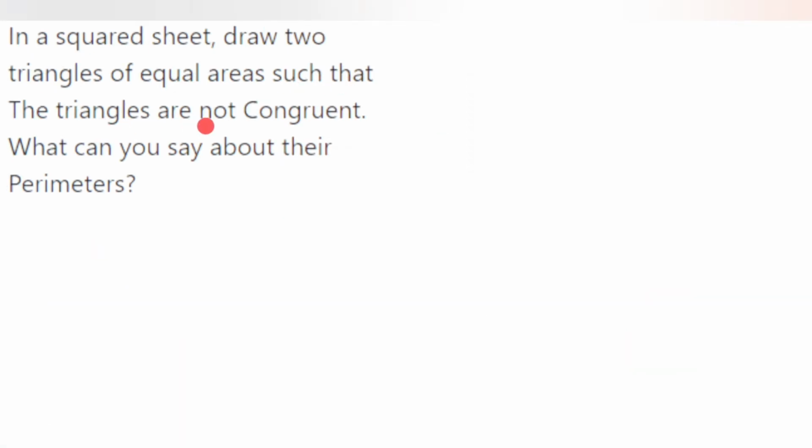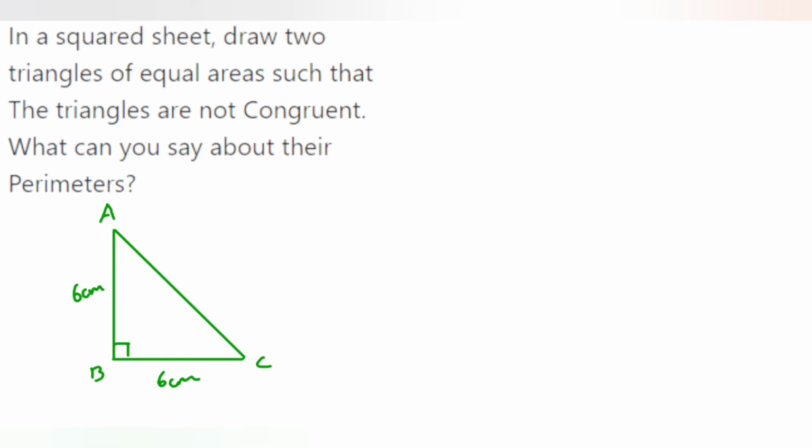Now the next part: triangles are not congruent. What can you say about their perimeter? So we should draw two triangles whose areas are equal. Let us do that. So here first we'll take one triangle. Let's label it as ABC. This is A, B, C, and angle B is a right angle. And let us take AB as 6 centimeter. We're just assuming that AB and BC are 6 centimeter, and we can take AC as 10 centimeter.